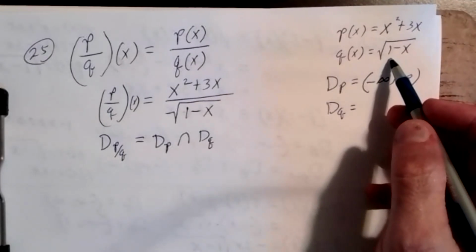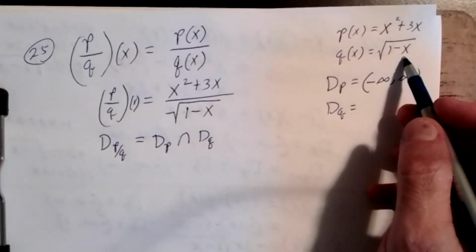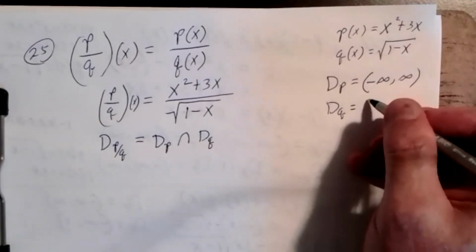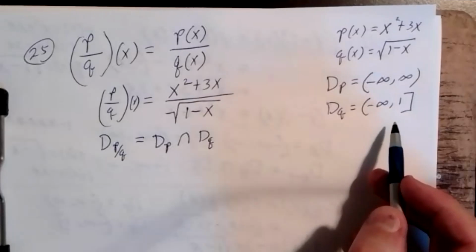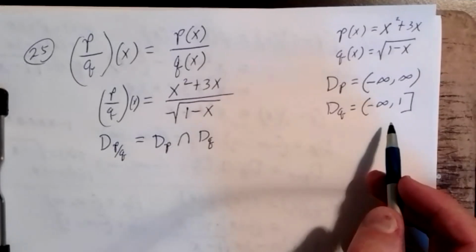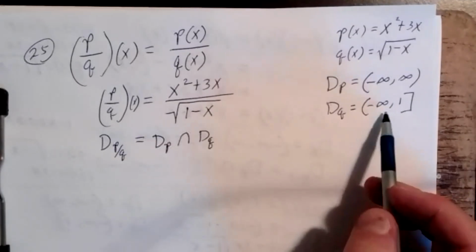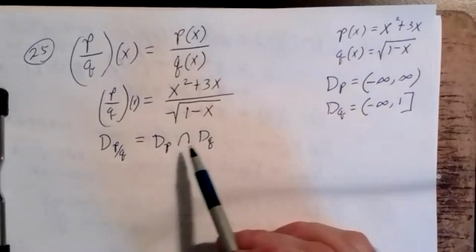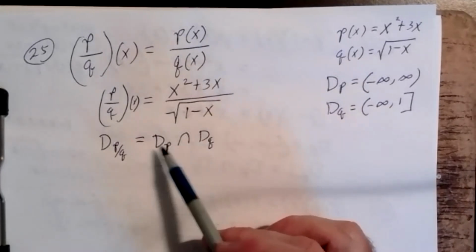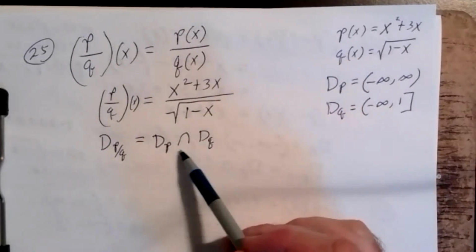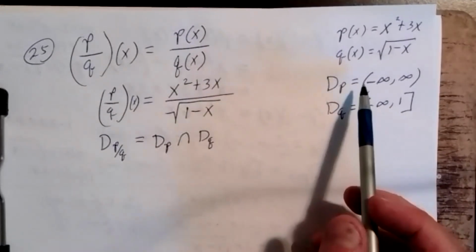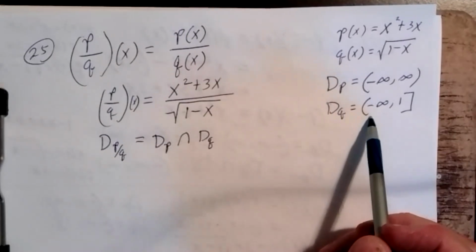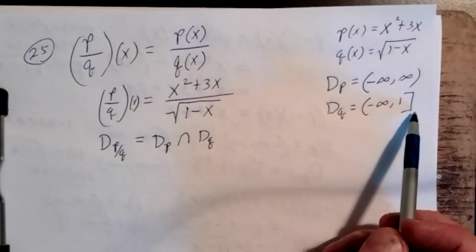The domain of function Q requires that X be what? Less than or equal to, what was it, 1? Yeah. So that's the domain of function Q. Now, I have a question for you. What would be the intersection of these two sets here? Because that's going to be the domain of our new function called P divided by Q of X. Well, the intersection of these sets is going to be from negative infinity up to 1, including 1.